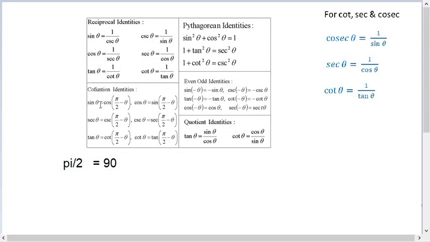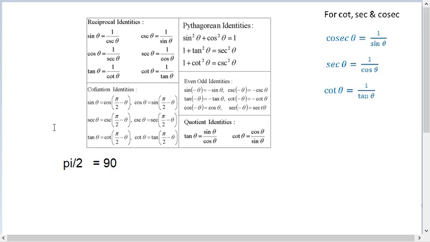See here, sin theta equals cos of pi by 2 minus theta. Now pi by 2 is what? Pi by 2 is 90 degrees. See here, pi is 180 degrees, pi by 2 is 90 degrees. These are called radians, and we are dealing in degrees. When you go for higher studies, you will be dealing in these radians. Okay, so sin theta equals cos of 90 minus theta.